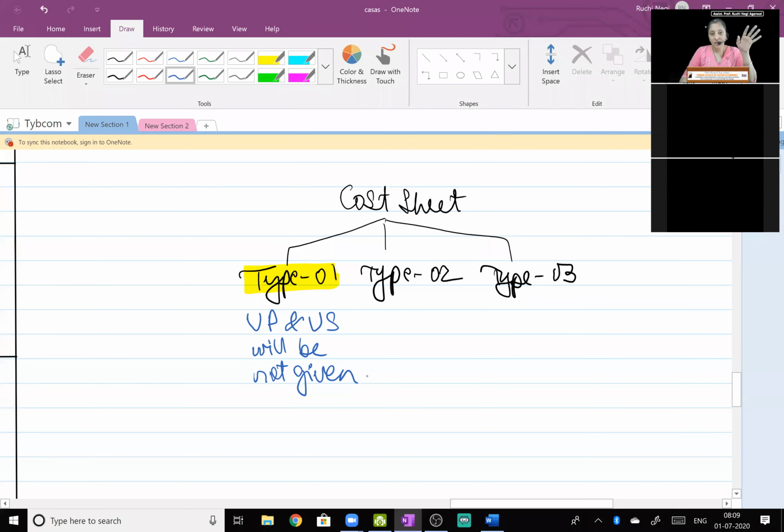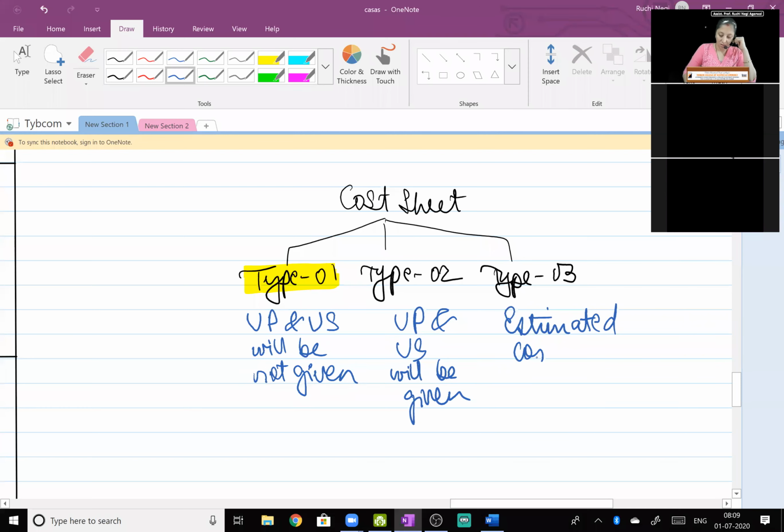Okay, no quantity is given. They will neither give you units produced, nor will they give you units sold. Then in type 2, units produced and units sold will be given. In type 3, estimated cost, meaning future cost. Note this down. This is very, very important. Type 1, type 2, type 3.